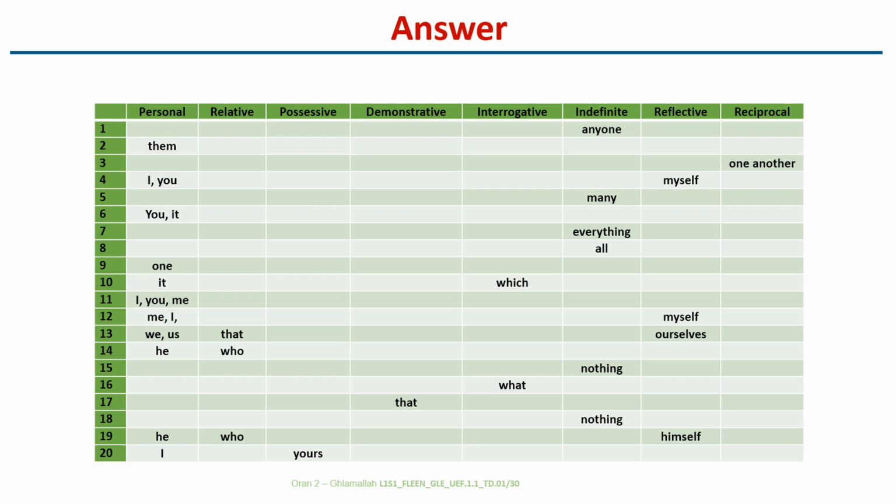10, it and which. 11, I, you, me. 12, me, I, myself. 13, we, us, that, ourselves. 14, he, who. 15, nothing. 16, what. 17, that. 18, nothing. 19, he, who, himself. 20, I, then yours.